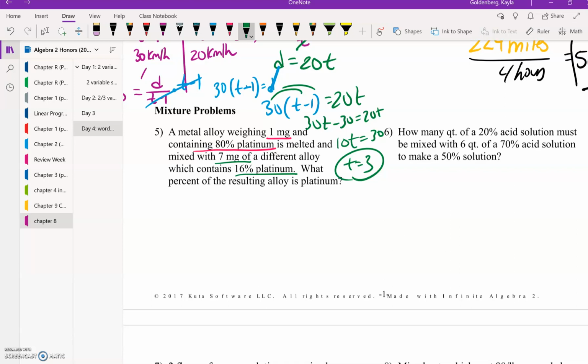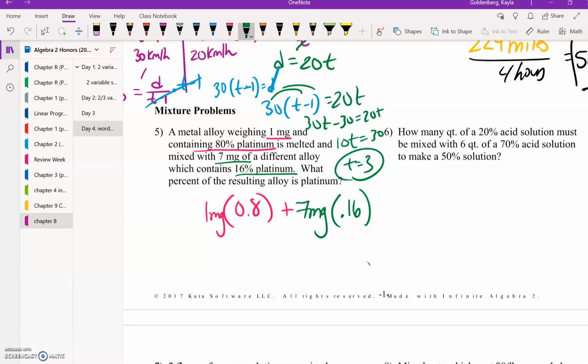Okay, so let's see. We know we take 1 milligram, and I'm going to keep it color-coded. So the 1 milligram is 80% platinum. So if I do the 1 milligram times 0.8, that will tell me how many milligrams are pure platinum. And it looks like it's mixed with 7 milligrams. Sorry about that, guys. I'm going to switch color here. 7 milligrams, that's 16% platinum, and they want the percent of the resulting alloy that is platinum.